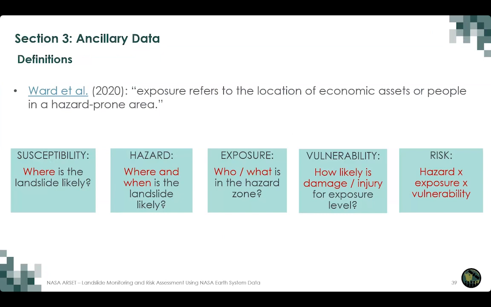We often think about exposure, that is the who or what is in the hazard zone. That could be population or infrastructure, and understanding what that means and where it's located in comparison to where the landslide hazard is located is critical. The next element we want to talk about is vulnerability. This is basically thinking about how likely damage or injury is to occur for a given level of exposure. There are a lot of factors that build into vulnerability, and we'll talk more about that.